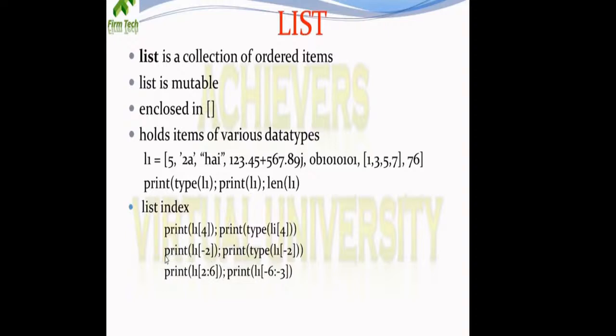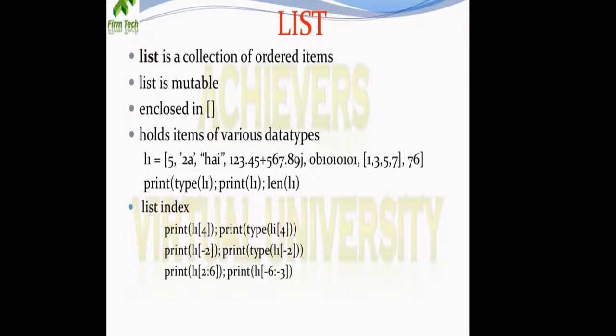And this is the example of negative indexing. Negative indexing starts from the end of the list, and the last element, that is 76, will hold index number -1, and this list 1357 will hold index number -2, and this will have index number -3, and so on. So if you print L1 with index number -2, this list 1357 will be displayed. And if you print the type of the element at index number -2, you will get the result as list.